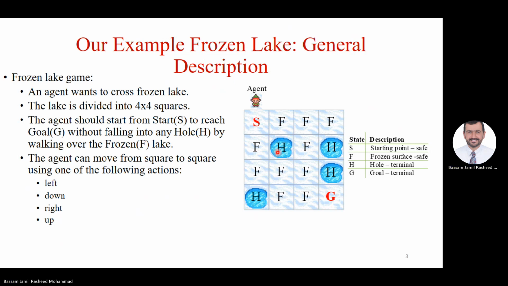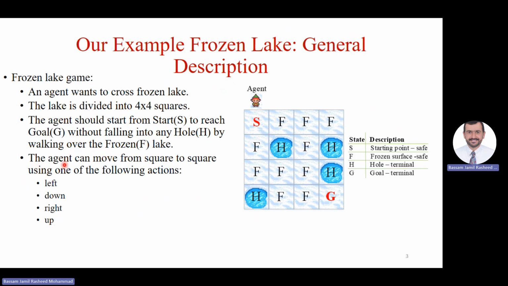So we have to learn our way to get from the starting point to the terminal, avoiding these holes. Now, we don't know these holes, by the way. As you can see, an agent wants to cross the frozen lake. The lake is divided into 4 by 4 squares. The agent should start from the starting point and reach the goal, only stepping on the frozen squares and not on top of these holes, because it will be a terminal hole and we have lost the game.